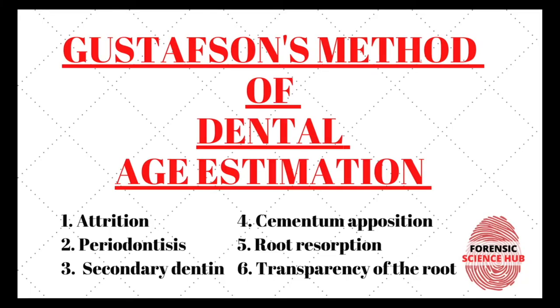Next is a method called Gustafson's method, which is basically a method for calculating the dental age of a person on the basis of 6 criteria, that is attrition, periodontosis, secondary dentine, cementum apposition, root resorption and transparency of the root. All these 6 criteria will be discussed in this video, along with a question on how we can actually use this Gustafson method to calculate the estimated age of a person. So let's get started.